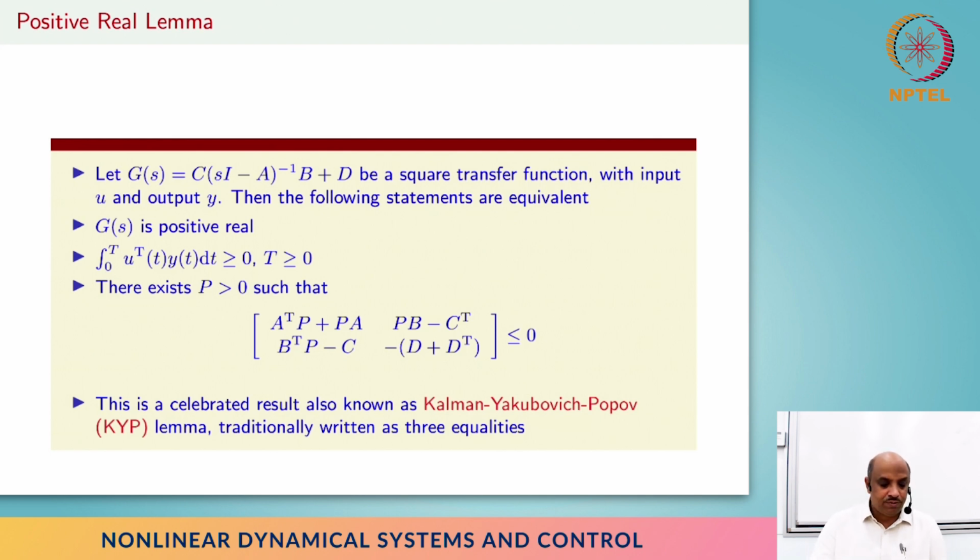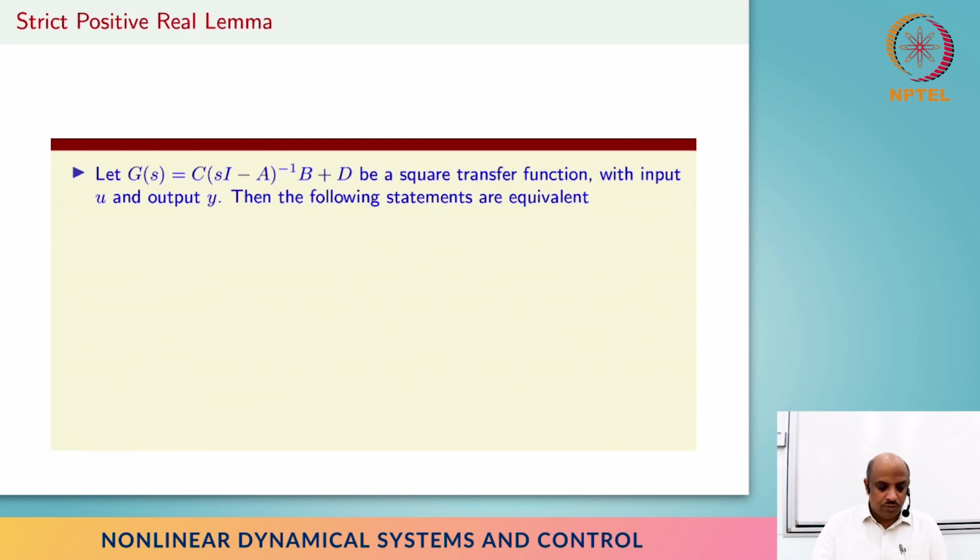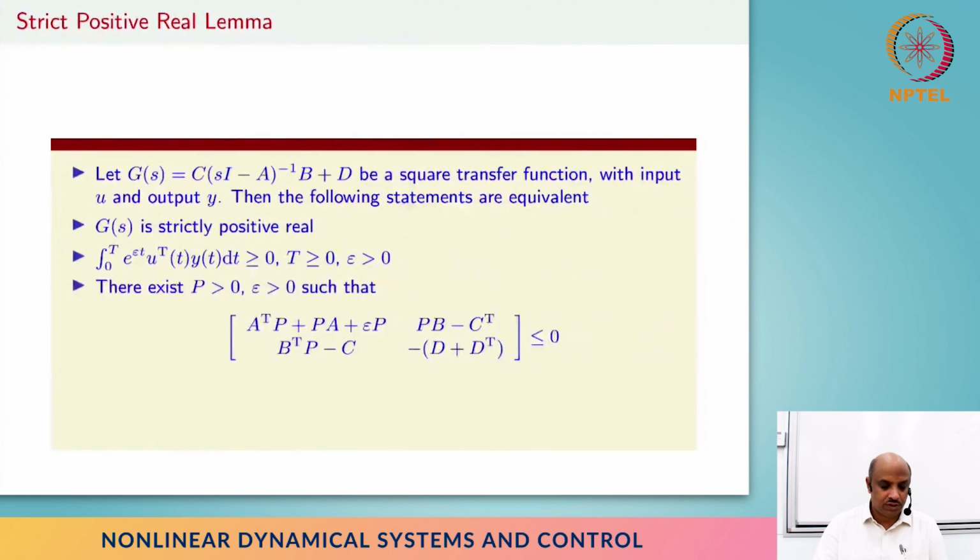So anyway, the summary of this particular result is, if you want to check some frequency domain condition like positive realness, we can do so through these LMIs, right? So what about the strict positive real version? Basically the equivalent conditions are as follows, right?